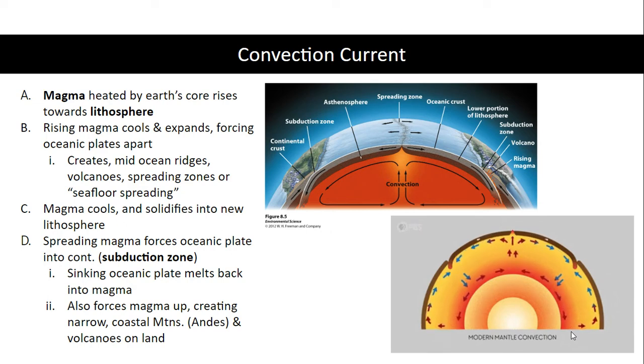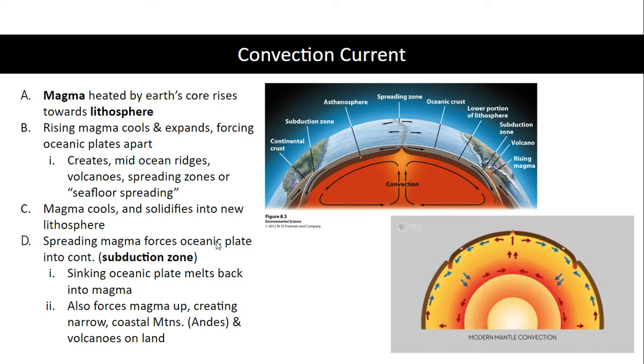That rising magma winds up cooling, condensing, and expanding, forcing other plates to then move apart. In the case of oceanic plates moving apart, this might create things like mid ocean ridges, volcanoes, or spreading zones, termed seafloor spreading. This magma will wind up cooling, eventually solidifying into new lithosphere. You can kind of see that in this little GIF here, right? The rising magma comes up, eventually it spreads apart, cools, condenses, solidifies, and it continues that cycle.